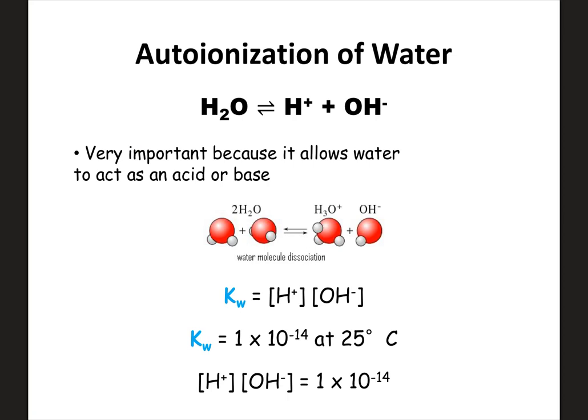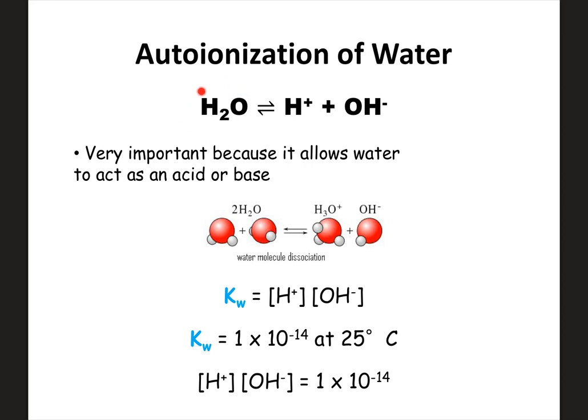The last thing I want to talk about in this video is the autoionization of water. Basically, water can be in equilibrium with its ions. So water can kind of dissociate into H plus and OH minus. This is very important because it allows water to act as an acid or a base here. So if this is in equilibrium, we can kind of write a K for this. We call this Kw because it's for water.